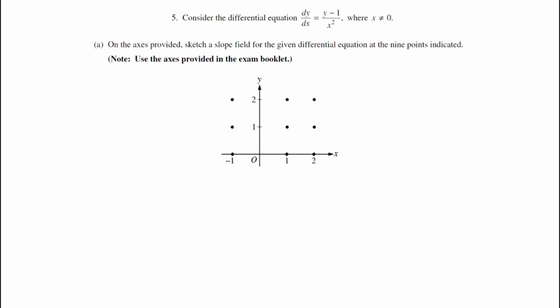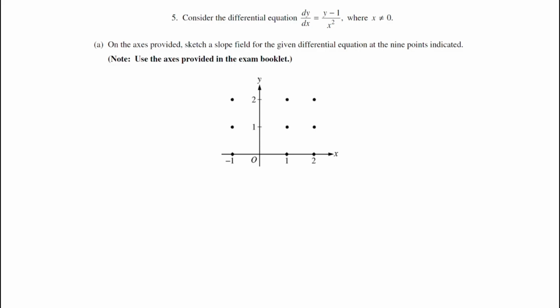All right, this is question number 5 from the 2008 AP Calculus AB exam. It's a differential equation FRQ. And we get the differential equation dy dx equals y minus 1 over x squared when x is not 0. And the first thing it asks us to do is just sketch a slope field at the 9 indicated points.